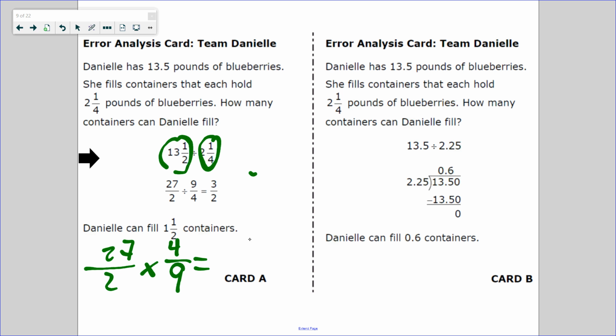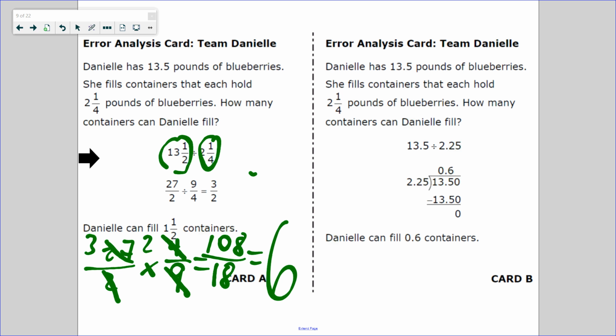So we multiply this. 27 times 4 is 108. And 2 times 9 is 18. So you can divide that and find the answer. Another way you could do it is, some people do this. 27 divided by 9 is 3. 4 divided by 2 is 2. So the answer is going to be 6.